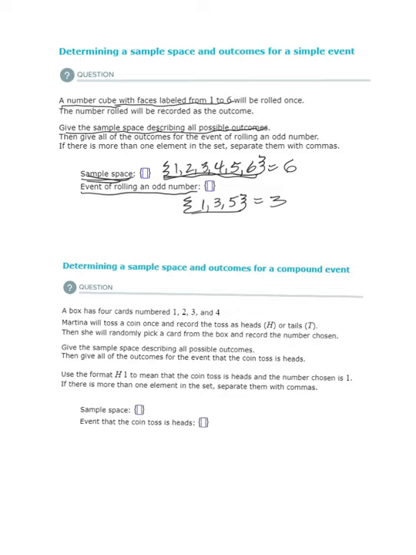The next one, you're doing a sample space again, but you have a compound event here. This was a simple event up here. So what we mean by that, let's look at it. It says a box has 4 cards numbered 1 through 4. Martina will toss a coin once and record the toss as heads or tails. Then she'll randomly pick a card from the box and record the number chosen. Give the sample space describing all the possible outcomes. So we have to list all the different things that could happen when she tosses a coin, gets a head or a tail, and then gets 1, 2, 3, 4.